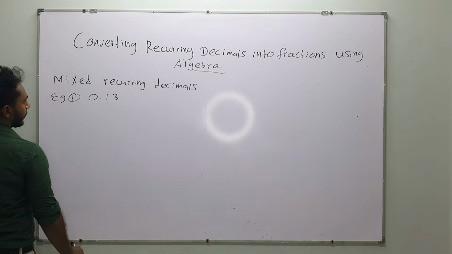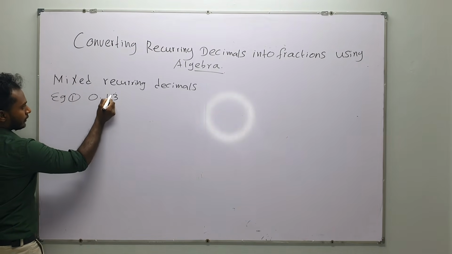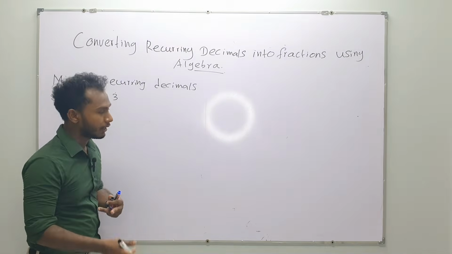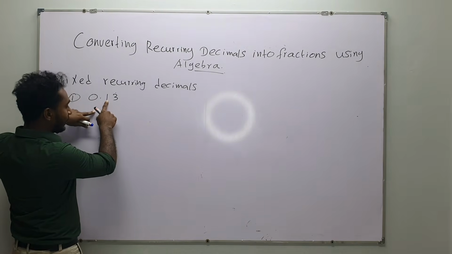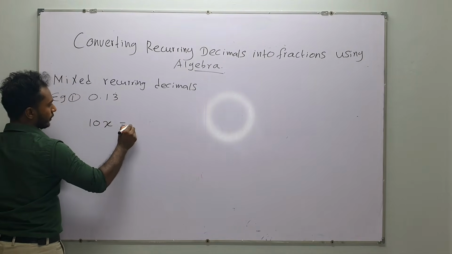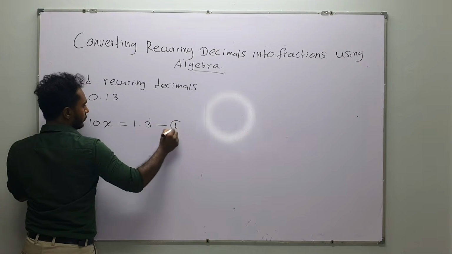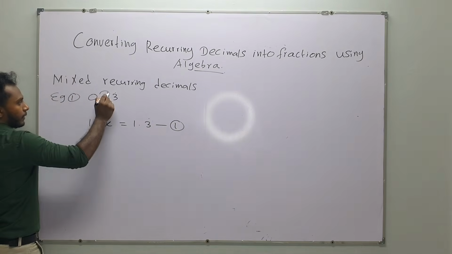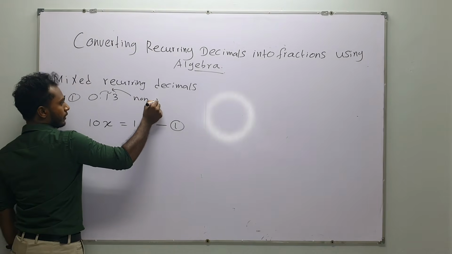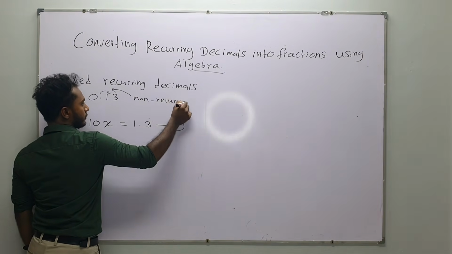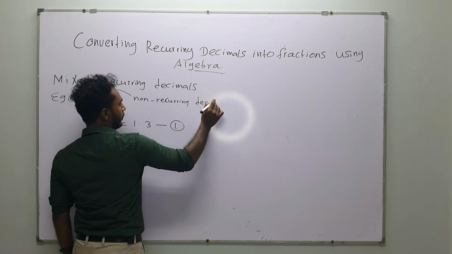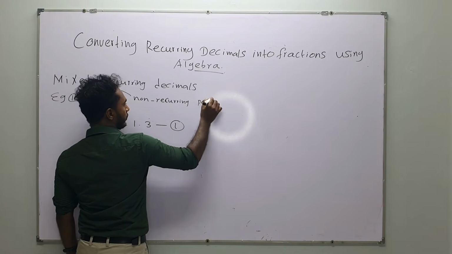What we do is, we first get the non-recurring part to the left by multiplying by a suitable power of 10. Here it is only 1 digit, so I have to multiply this by 10. 10x equals 1.3 recurring. This is equation number 1. I multiplied by 10 to get the non-recurring part to the left.